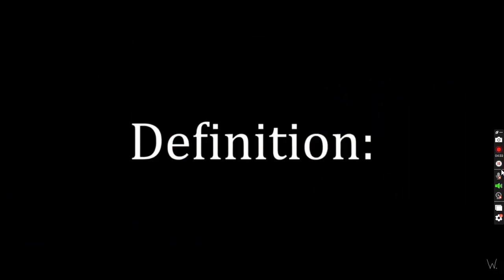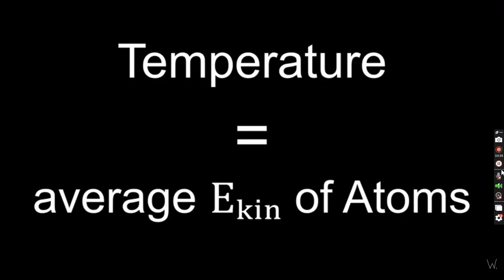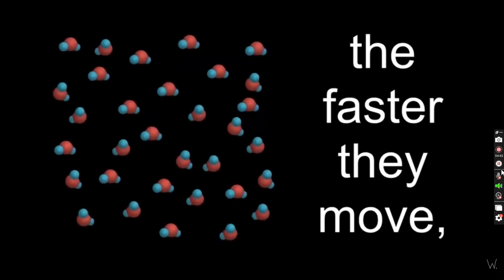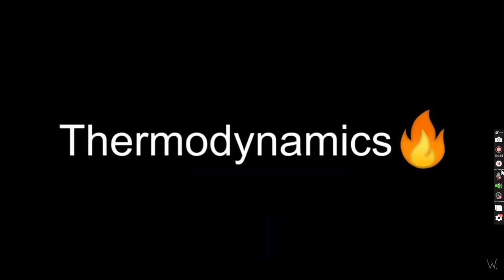With this knowledge, we can define that temperature is just the average kinetic energy of atoms in a system. You see, all atoms, not just molecules in the air, wiggle, like this. The faster they move, the hotter things get. That is temperature. All that talk about hot stuff, I think it's time we talk about thermodynamics.